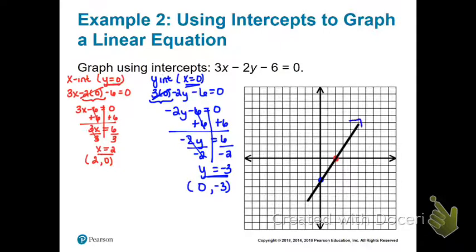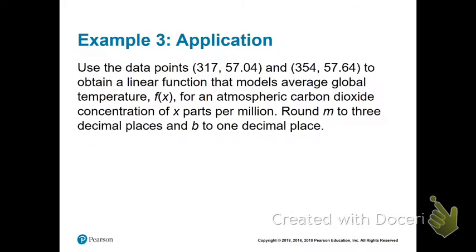And then make sure you put arrows on both ends because it continues. And then the application. Guys, on all of these, just look for the important stuff, okay? Look for the numbers. They're going to give you your ordered pairs so that you can write your equation, okay?